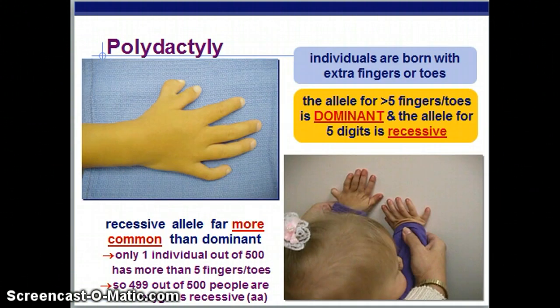Here is a picture of it. Individuals are born with these extra fingers or toes. The allele for these extra digits is a dominant trait. The allele for 5 digits, which is the normal, is actually recessive. So in this case, the recessive allele is far more common than the dominant. Only one individual out of 500 has more than 5 fingers or toes. So 499 out of 500 are homozygous recessive.